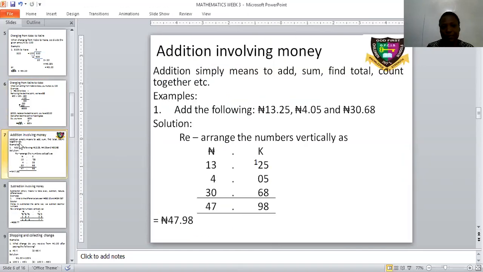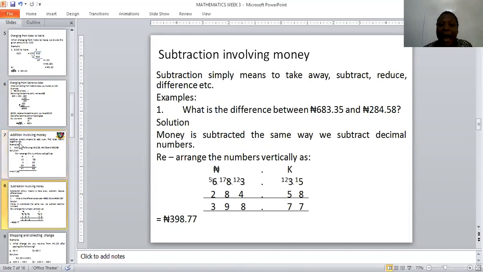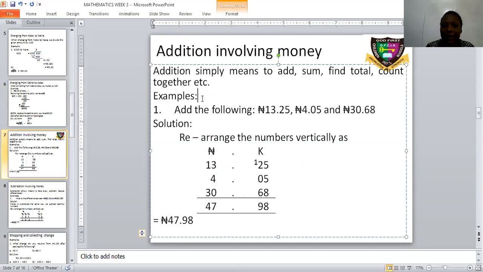Addition involving money. Addition simply means to add, sum, find total, count together, and so on. These are words that you can use to mean what? Addition. Example: add the following: 13 naira, 25 kobo; 4 naira, 5 kobo; 30 naira, 68 kobo.